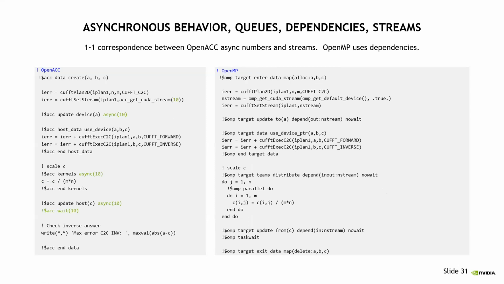Asynchronous behavior, this is kind of an advanced topic. I'm not going to go into too much detail, but it is possible in both models, OpenACC and OpenMP, to take advantage of it, which underneath the hood is Cuda Streams. So this allows you to have multiple streams of execution or queues in OpenACC kind of in flight at any time.